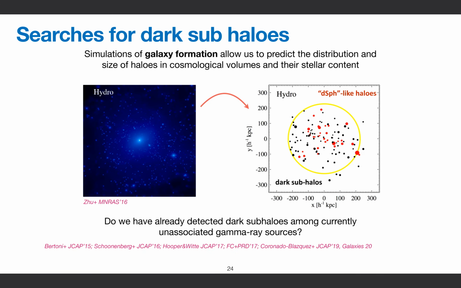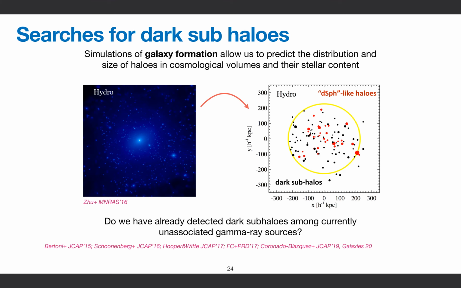As I said, at the faint luminosity end of the subhalo mass function, there are the dark subhalos. So structures that will not emit any optical light, so will not have any counterpart in optical surveys, but will still be shining in gamma rays if they are actually dominated by dark matter, and dark matter is a standard WIMP. So the question that people have addressed is whether we have already detected those subhalos among currently unassociated gamma ray sources.